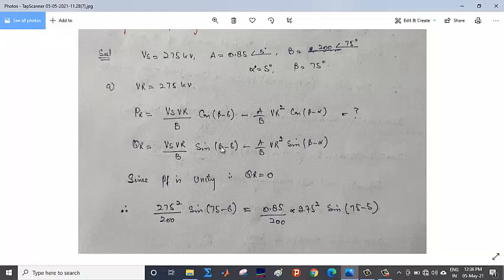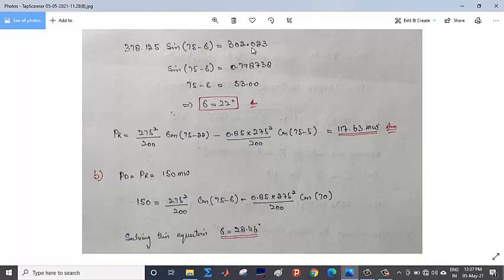And QR is the same expression, only in place of cos we have sine. Since the power factor is unity, QR has to be equal to 0. So when QR is equal to 0, this term should be equal to this term. That means Vs Vr, both equal to 275, so 275 square divided by B, which is 200, into sine of 75 minus delta, 75 is beta, that is beta minus delta, is equal to A, which is 0.85, divided by 200 into 275 square into sine of 75 minus 5, beta minus alpha, alpha is equal to 5 degrees. By solving this equation, delta can be calculated as 22 degrees.